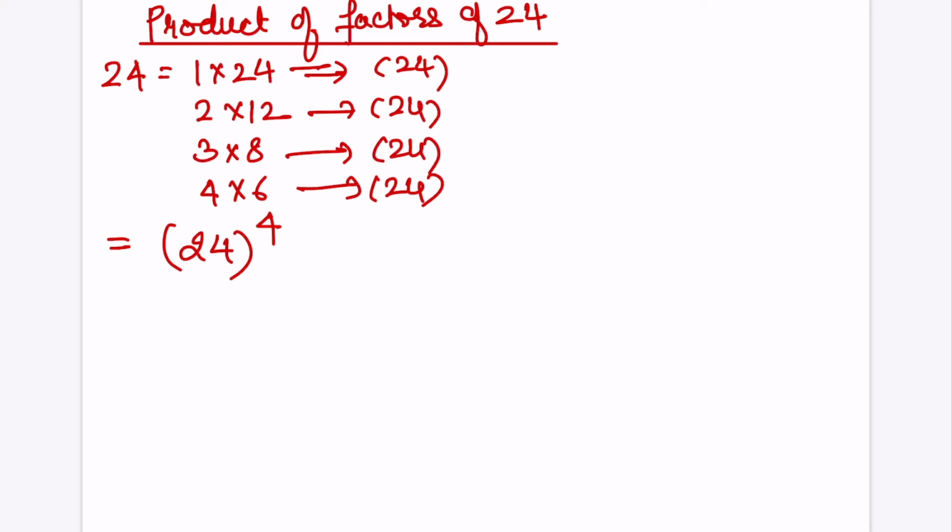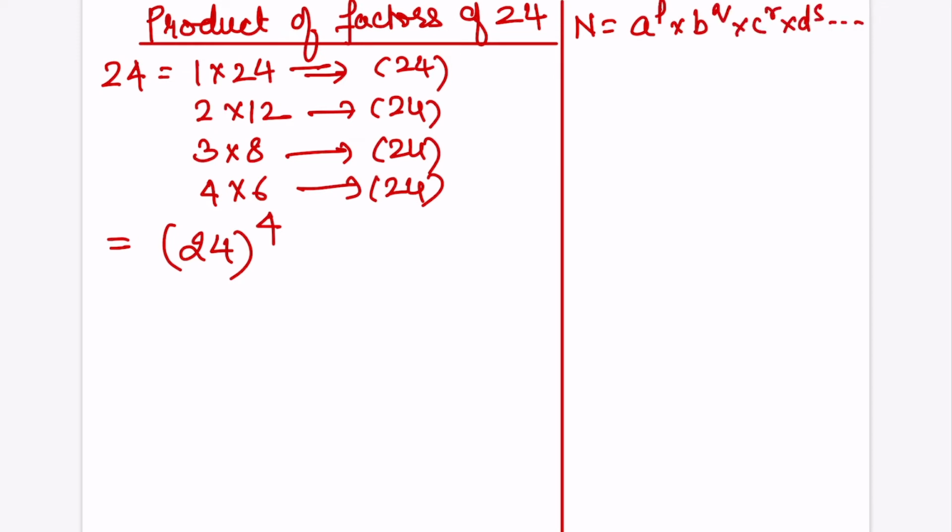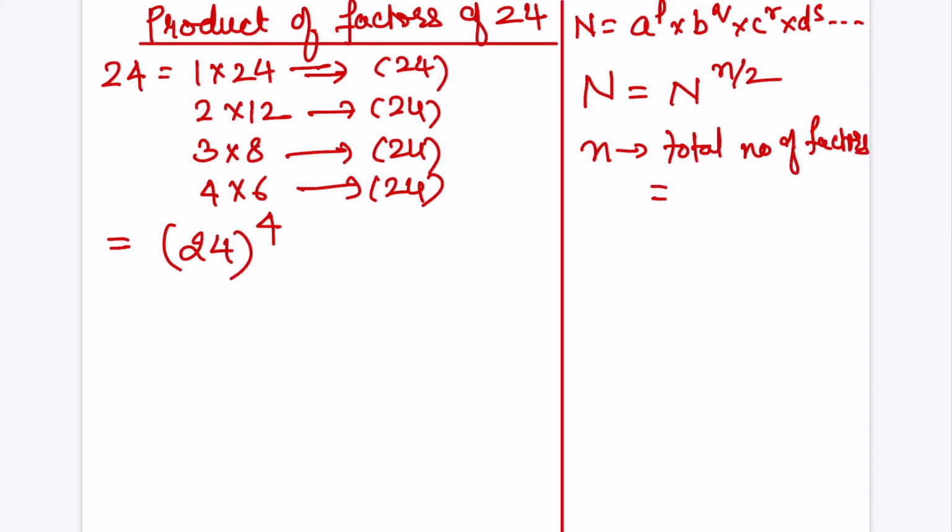of 24. Now the product of factors of 24 can be derived using this formula. N was a power p into b power q into c power r into d power s. Now our formula is N raised to n by 2, where n is the total number of factors, and which we have calculated initially. In case of 24, the total factors was 8.